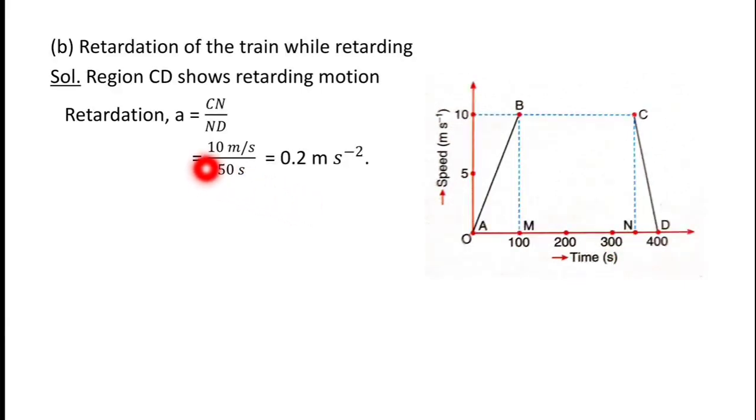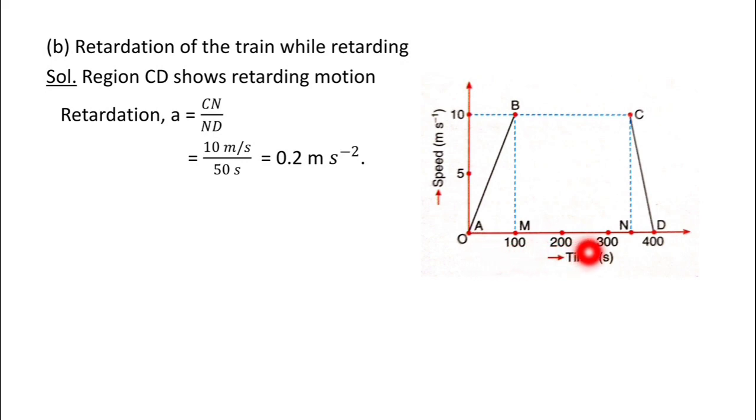After putting the values, that is 10 meter per second divided by 50 second, it comes out to be 0.2 meter per second square. Hence we can say that the retardation of the train while retarding is 0.2 meter per second square. Again students, you know that area under the speed time graph gives the magnitude of displacement or the total distance covered by the object. It means that the total distance covered by the train is equal to the area of the trapezium ABCD.